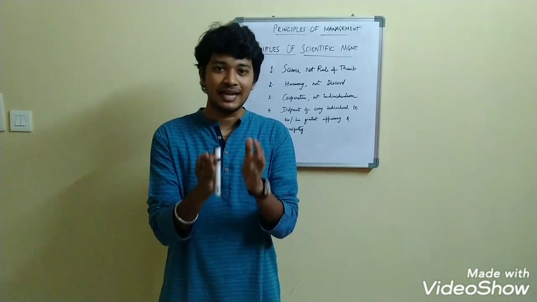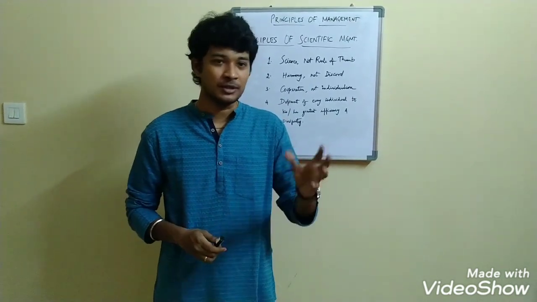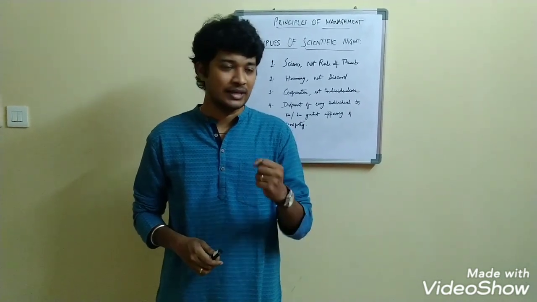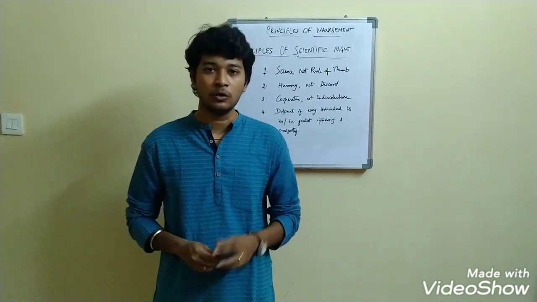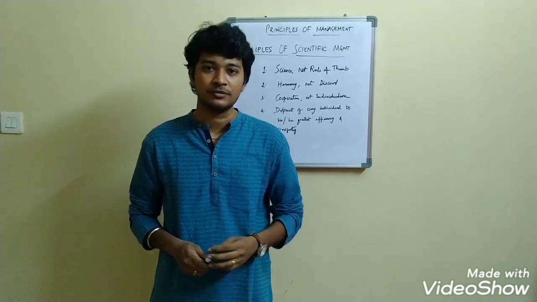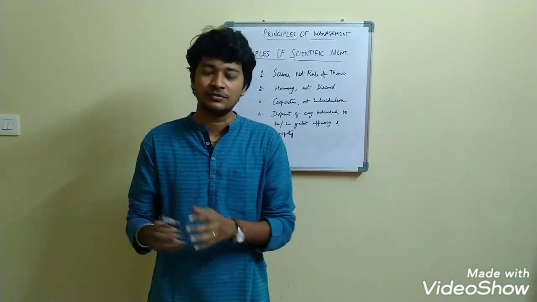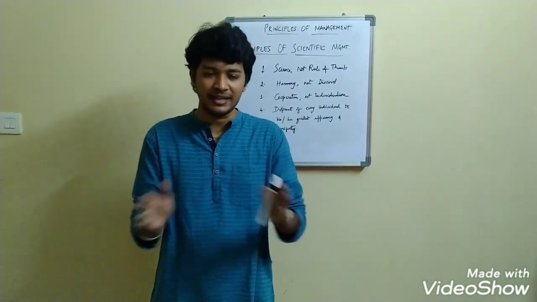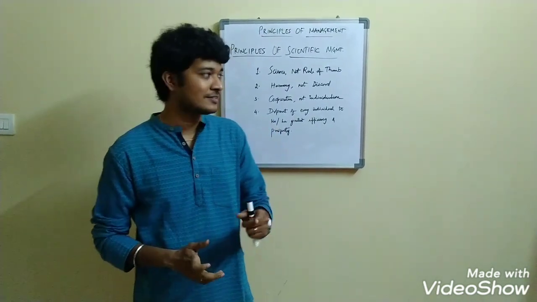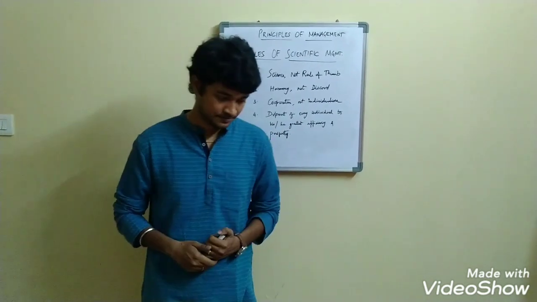And that is what Taylor said. So for example, today when we get into Google or when we get into YouTube, we see a lot of videos. How to tie a tie in 2 minutes. How to make the best breakfast in 3 minutes. How to do this in 4 minutes. How to do this in 5 minutes. There are a lot of things. So these are all scientific methods which are making life very easy. And this is science, not rule of thumb.